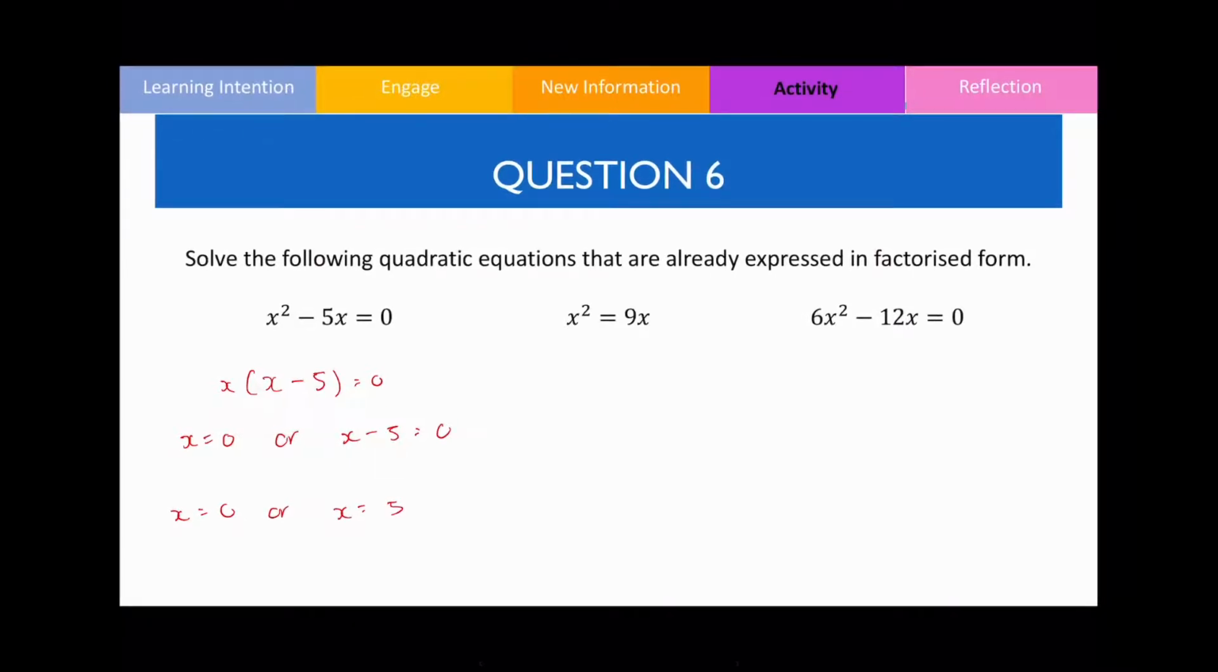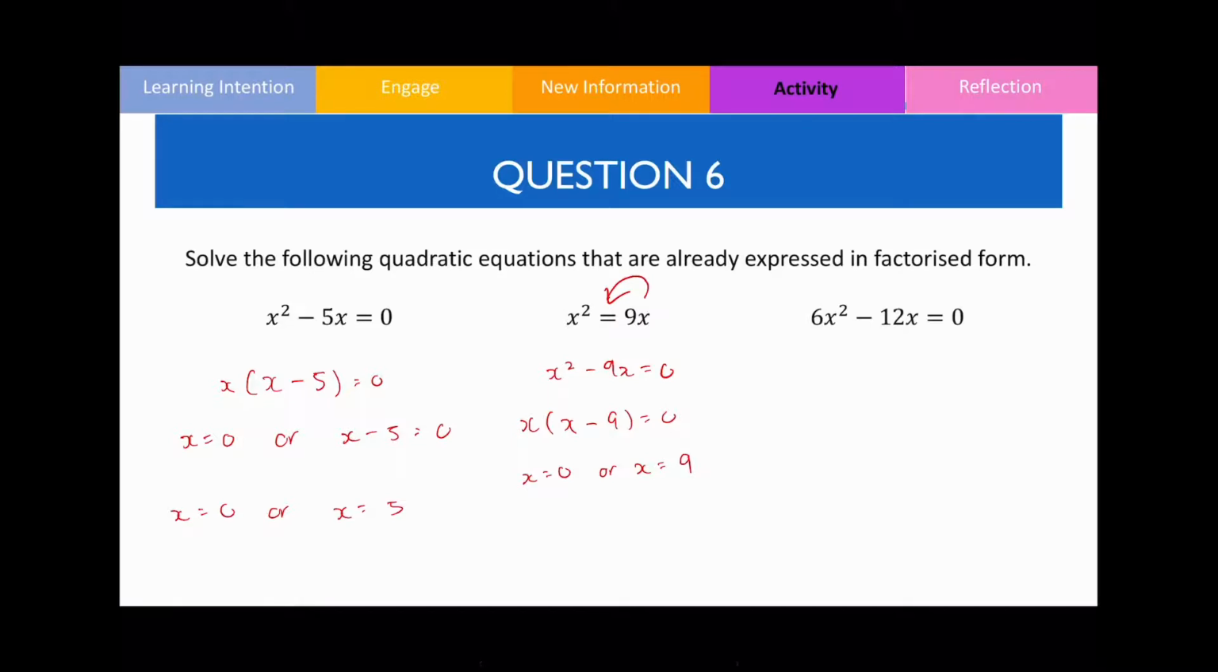In this example over here, what you need to do is move the 9x over to the other side. So it's going to be x squared minus 9x equals 0. Now, the highest common factor is going to be x, so let's factorize it. X bracket x minus 9 equals 0. Therefore, x is equal to 0, or x is equal to positive 9, okay?